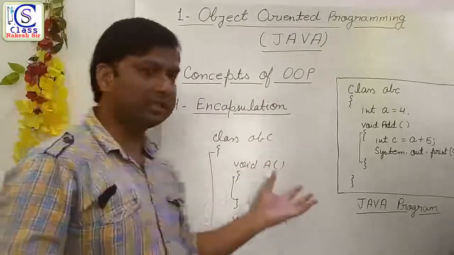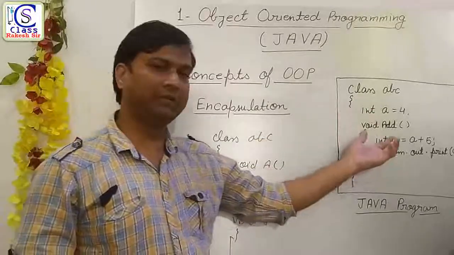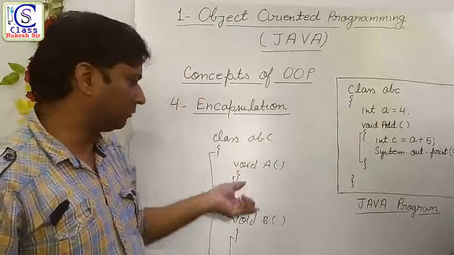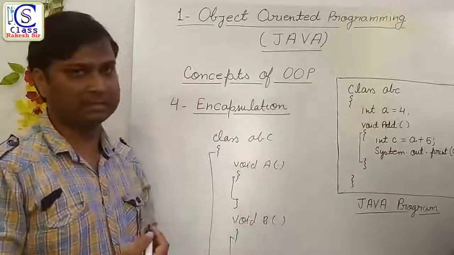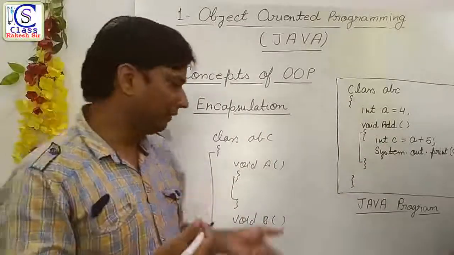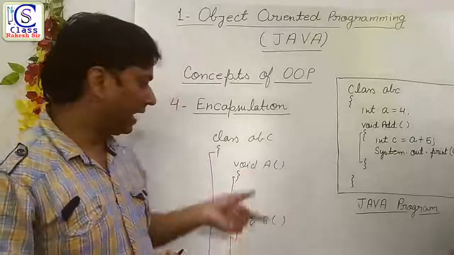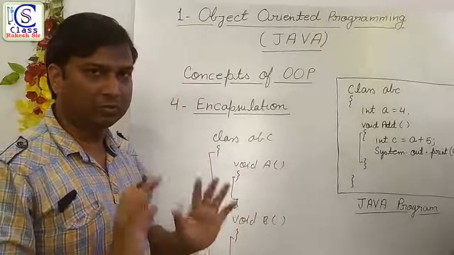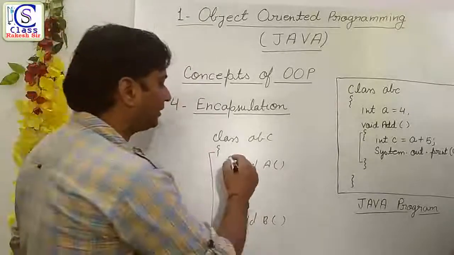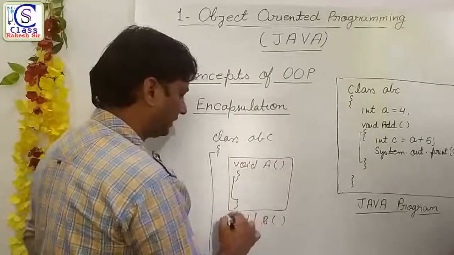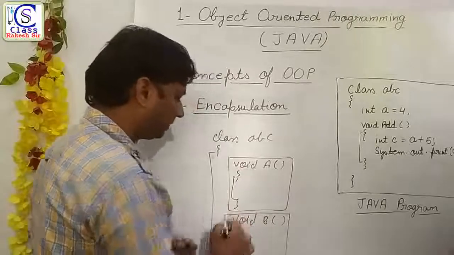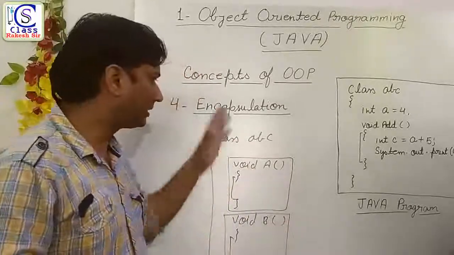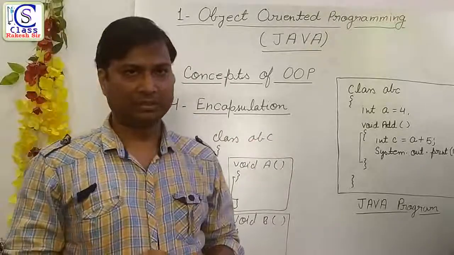It's not compulsory that in your class there will be only one method. You can create more than one method in your class. It means you can create more than one group inside a class. According to our requirement, we will create different groups, and this group of statements is known as a method. To wrap this method in a single unit, wrapping means to pack this method in a single unit. This concept is known as encapsulation.